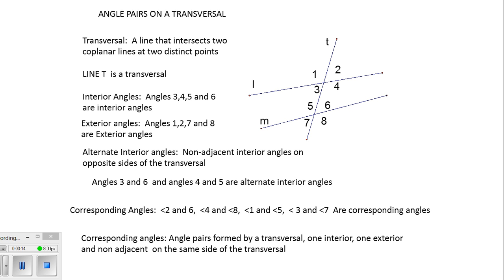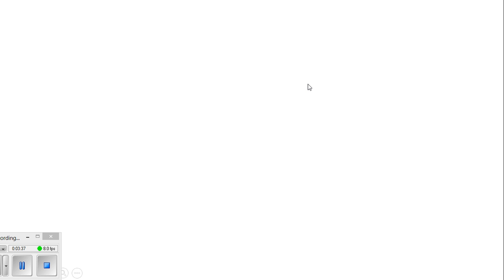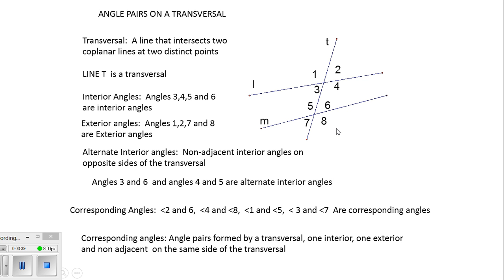It's a mouthful just describing them, but it's easier to just look at the picture and see. Then we got the corresponding angles at 1 and 5, 3 and 7, 2 and 6, and 4 and 8. We have the alternate interiors at 3 and 6, and 4 and 5. And I guess we didn't mention them, but we have the alternate exteriors too, which are 1 and 8 and 2 and 7. Okay? So we got to have those names down. Should be in your vocabulary, all right?